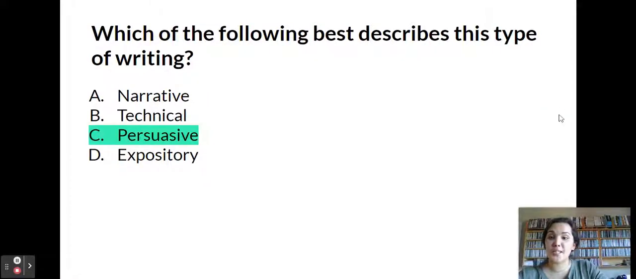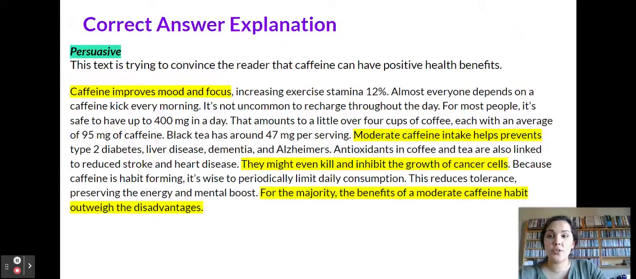The answer is C, persuasive. Did you get it right? Here's the correct answer explanation. Again, this was a persuasive text. The text is trying to convince the reader that caffeine can have positive health benefits.